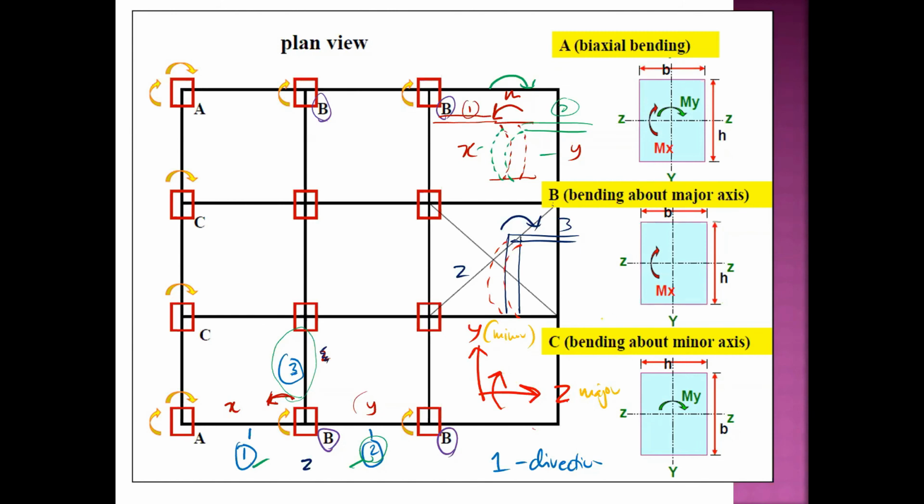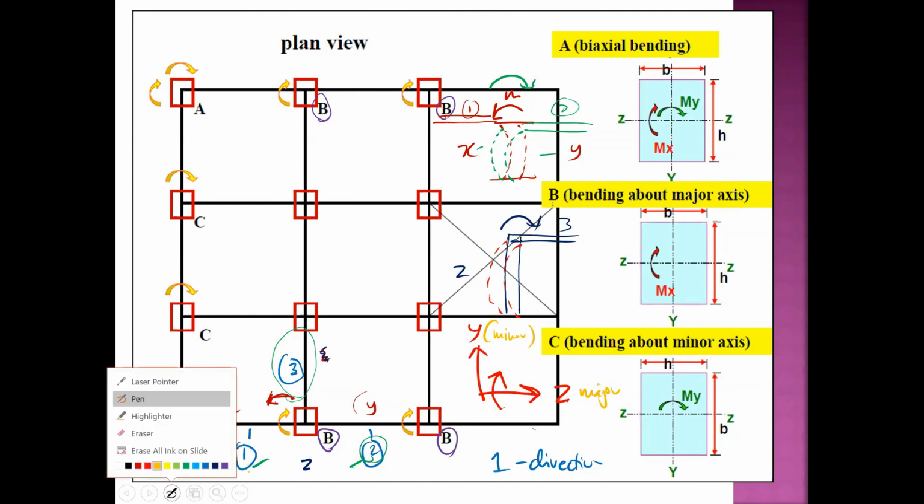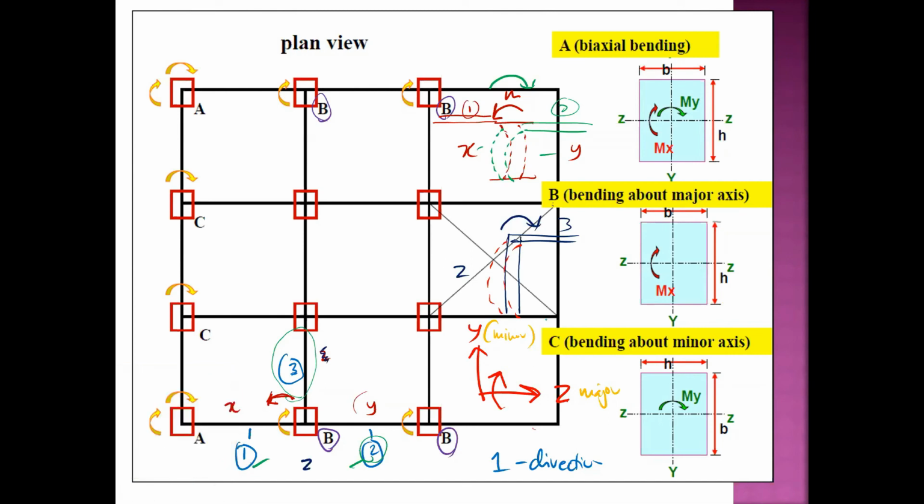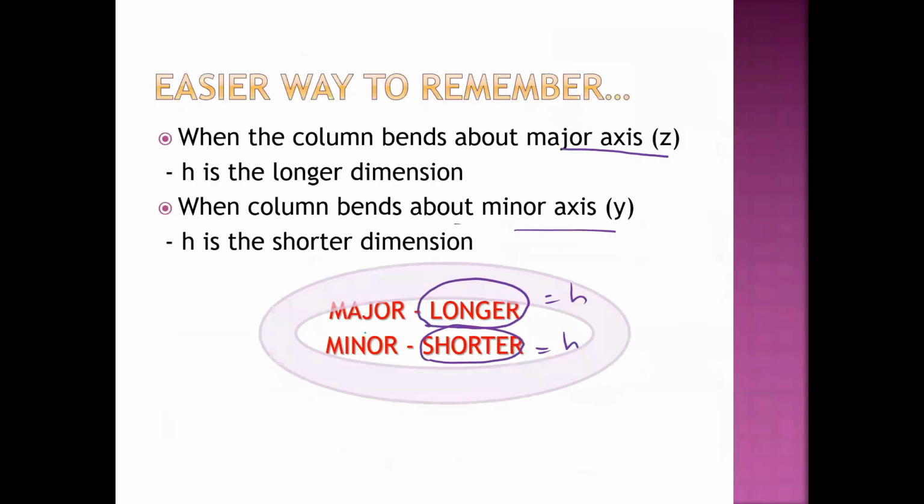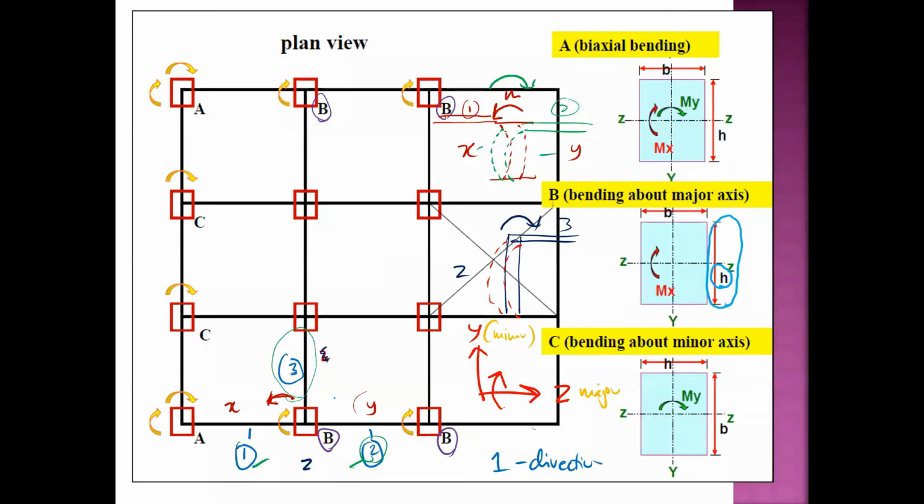So the longer span is known as H. This is an important letter for the calculations. The H is the longer, because it bends about the major axis. You determine whether it is the major or the minor, and it must be fixed. Let's say this is Y and X.